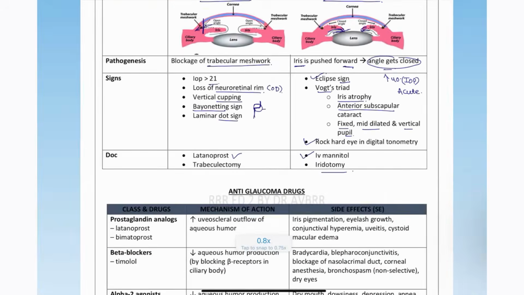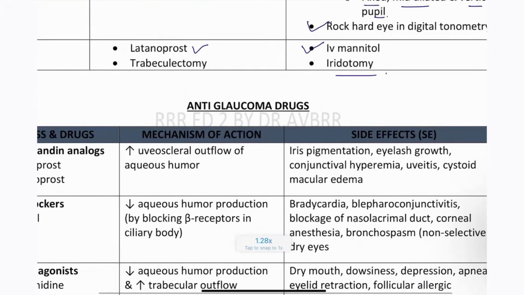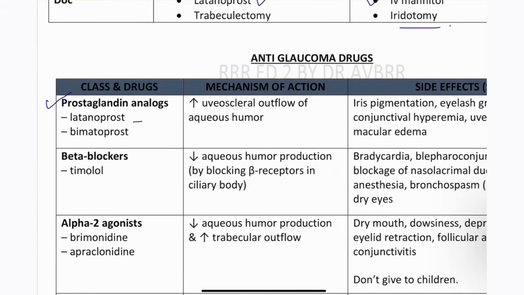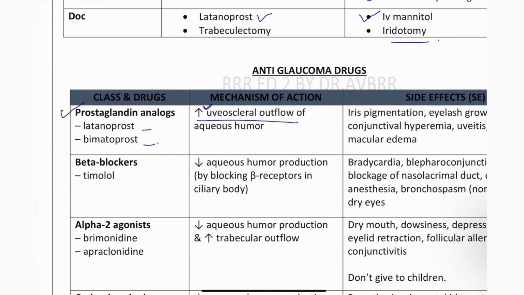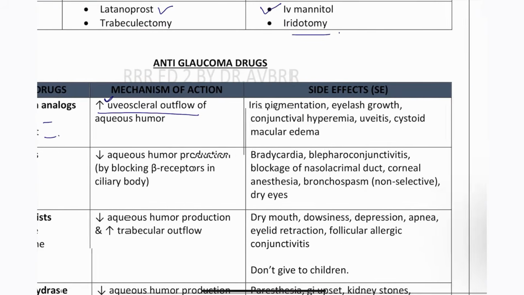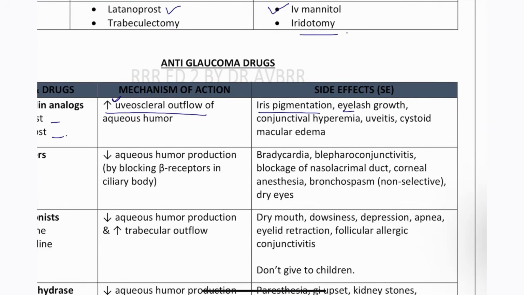Next, moving on to anti-glaucoma drugs. First, the prostaglandin drugs. Examples are latanoprost and bimatoprost. What they do is increase the uveoscleral outflow, because there is a trabecular meshwork problem. If the trabecular meshwork is a problem, then you have to clear another minor pathway, the uveoscleral pathway. That is how latanoprost is going to work. The side effects: iris pigmentation, eyelash growth, conjunctival hyperemia, uveitis, and cystoid macular edema.